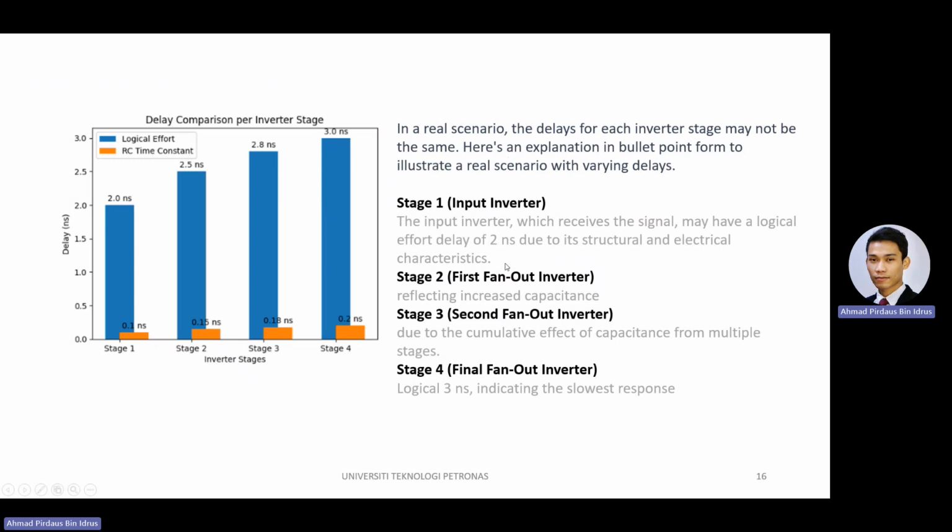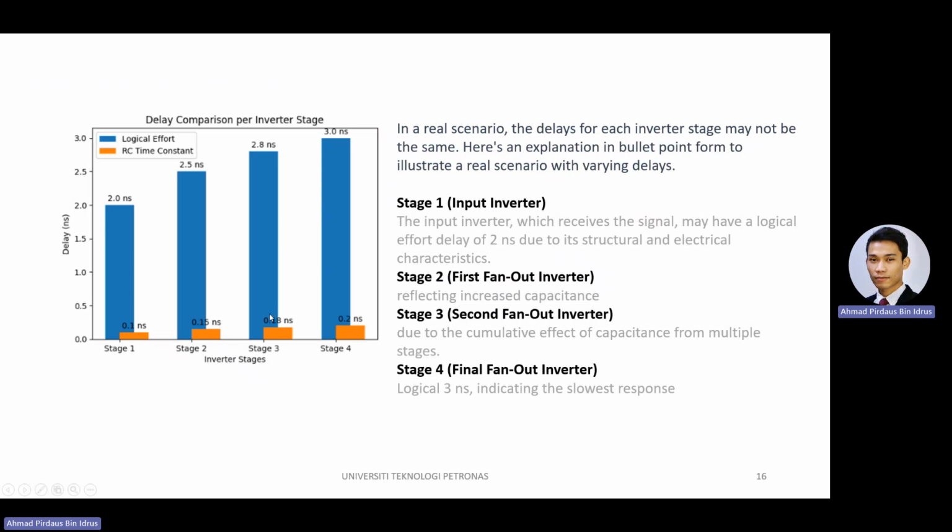So in a real scenario, the delay for each inverter stage may not be the same. Here's an explanation in bullet points to illustrate the real scenario with varying delays. Stage 1, we have the input inverter, which receives the signal and may have a logical effort delay of 2 nanoseconds due to its structural and electrical characteristics. But if we move to the right side, we can see that stage 2 has increased, and the RC time constant has also increased, reflecting the increase of the capacitance.